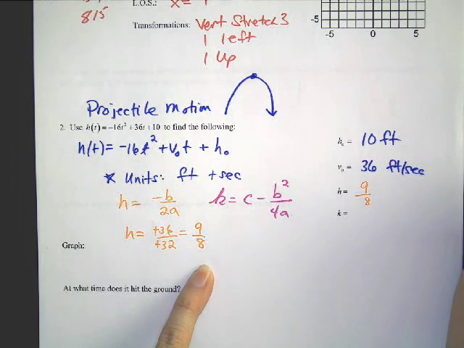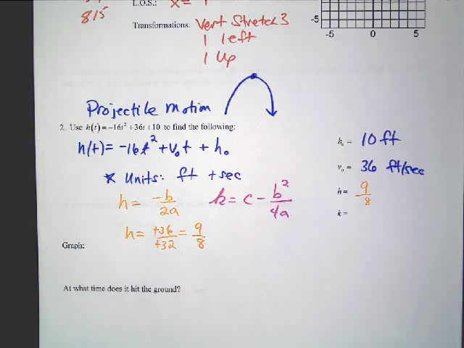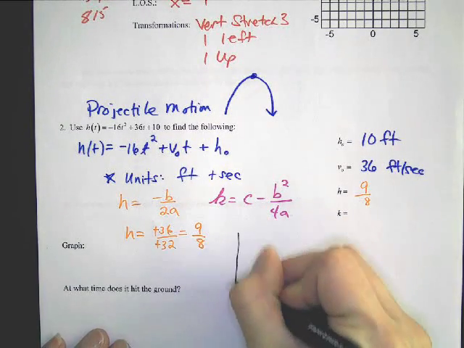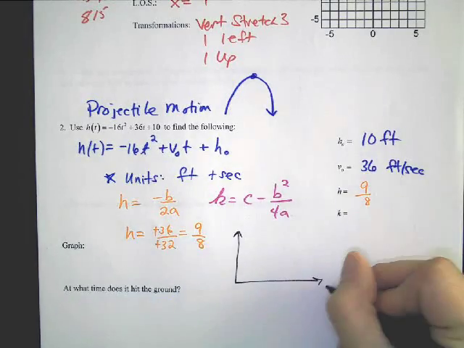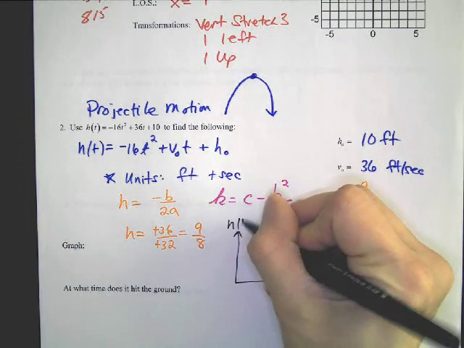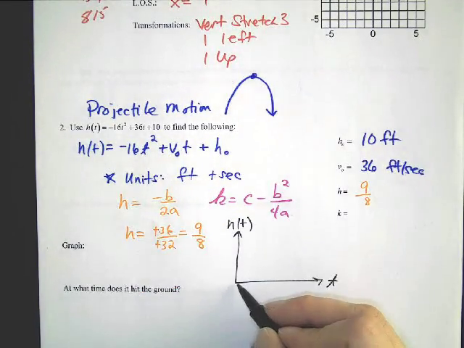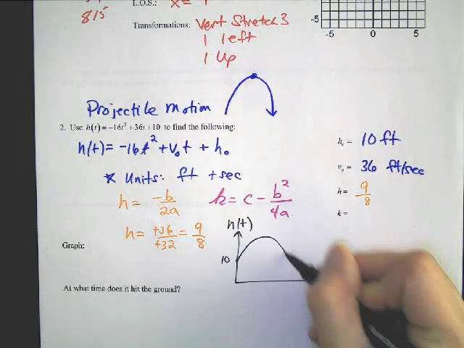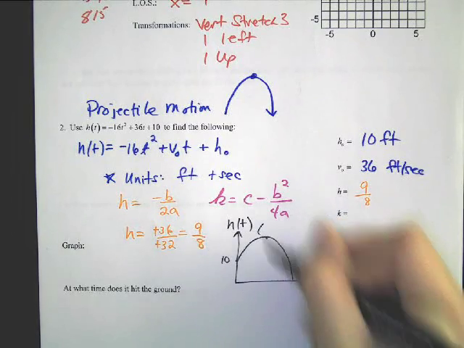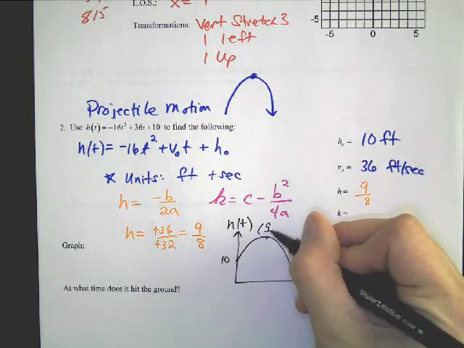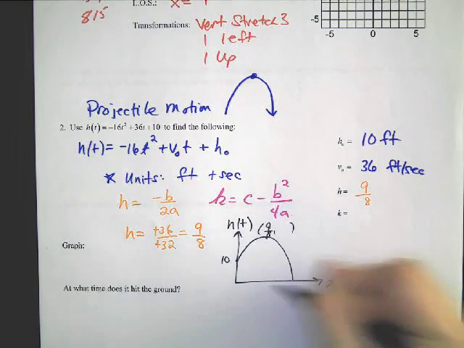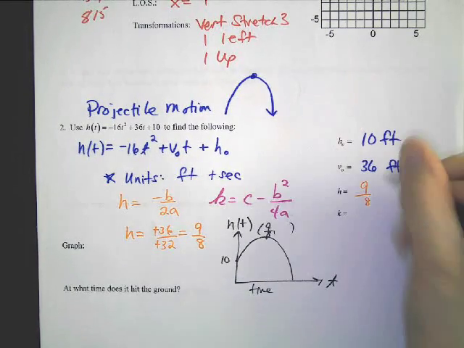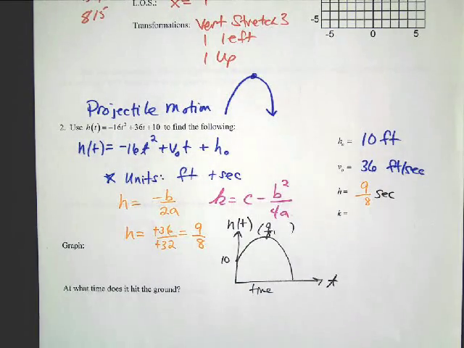Seconds or feet? Oh, you know what really helps? It really helps when I draw the graph. We've got the t-axis and the h of t-axis. Does it start at the ground? No, it starts at 10. Parabola opening down, and we just found the h. We just found the x value. So now that I look at my graph, I realize that that goes with the time, so that must be seconds.